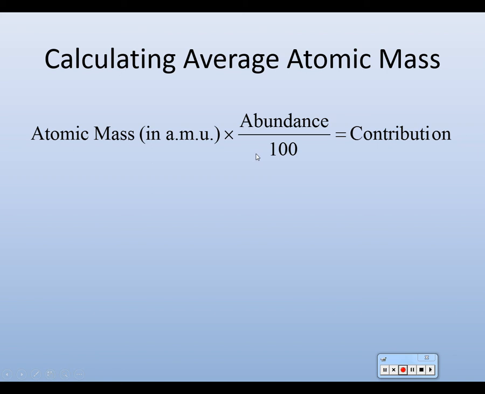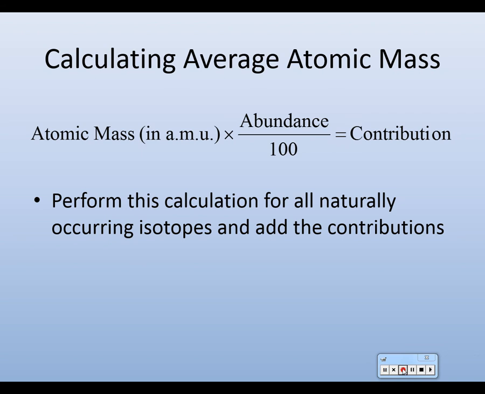The fact that that fraction is over 100 might tip off what that fraction is getting at, right? Fractions over 100 are a way for us to represent what? Percentages, right? If I tell you something is 20% of a sample, that's 20 over 100. So this fraction right here, abundance over 100, is taking into account what percentage of the time that isotope shows up. That will give you the contribution of that isotope to the overall average. All right? Good? Let's try it.